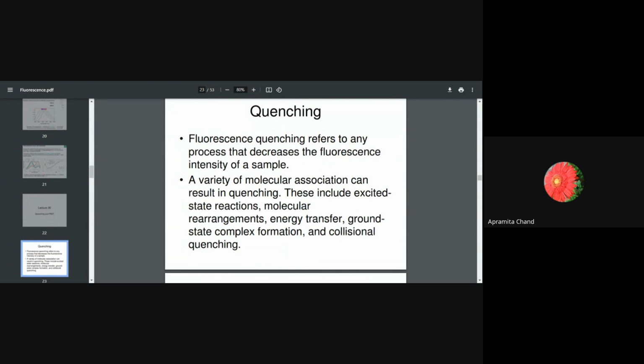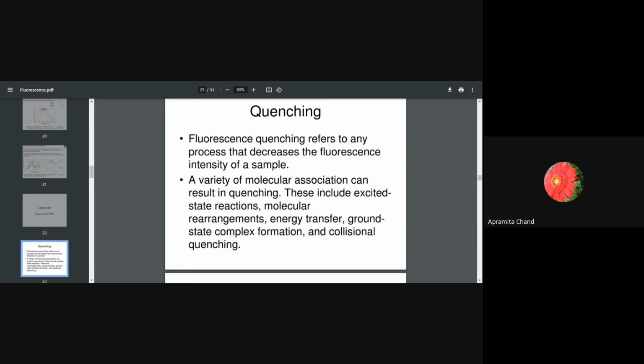Now, quenching. We need to see what kinds of processes are referred to as quenching. Anything that decreases the fluorescence intensity of a sample is quenching. Whenever we say a quencher, we immediately think of some foreign substance being added which leads to a decrease in intensity, but it is not always so, because a variety of molecular associations can also result in quenching.